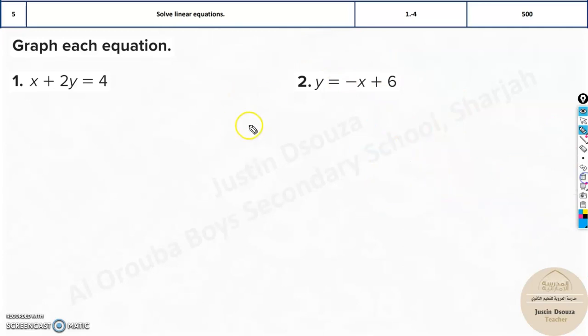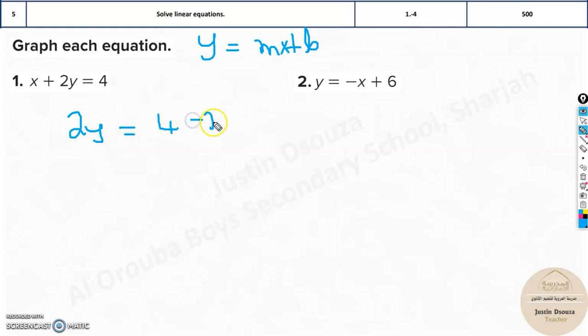Now, the main thing is you need to write each equation in this form, because then it will be very, very easy to solve. It's y equals mx plus b. Now let's rearrange this equation. In the last video, we saw how to rearrange in the last section. So 2y equals 4 minus x.